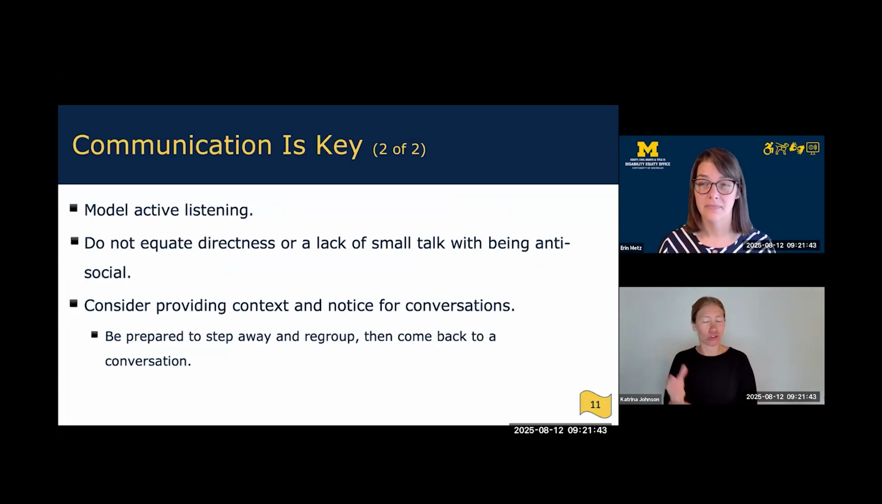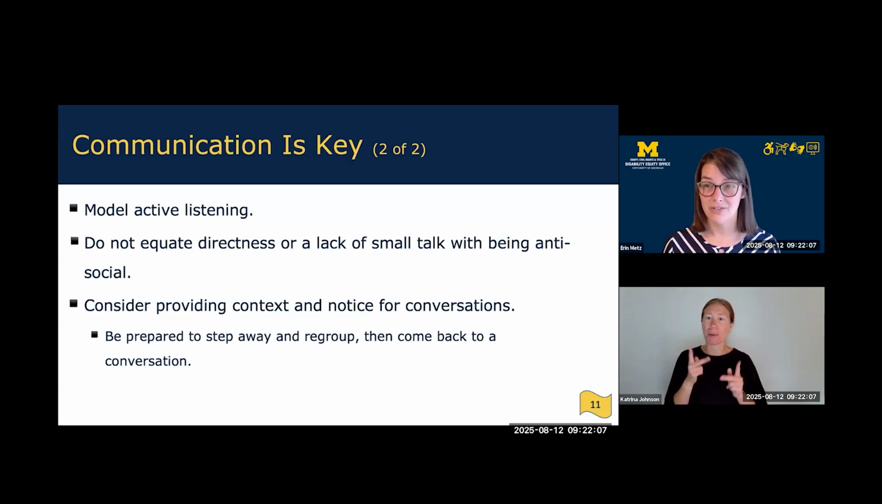Model active listening. Demonstrate active listening by giving your full attention to the speaker. Make appropriate eye contact and provide verbal and nonverbal feedback that shows you're engaged and understanding the message. Don't equate directness with antisocial behavior. Remember that some individuals may communicate in a direct manner and may not engage in small talk. This should not be interpreted as being unfriendly or antisocial. Rather, it's just a different communication style.